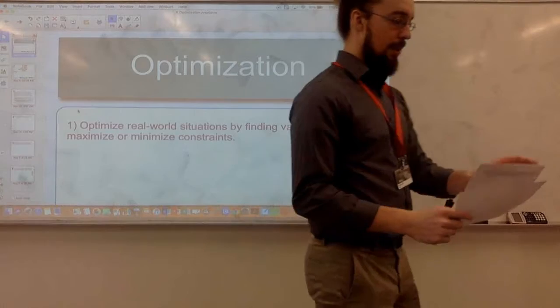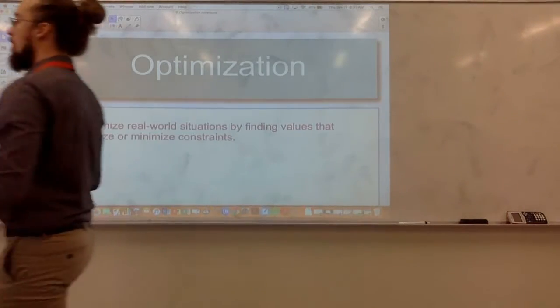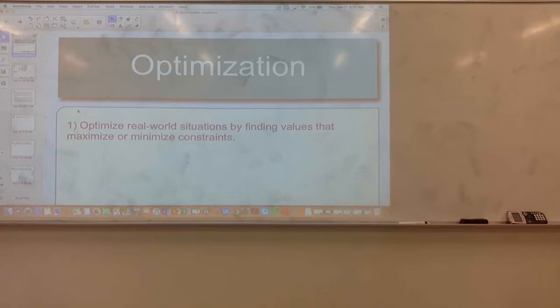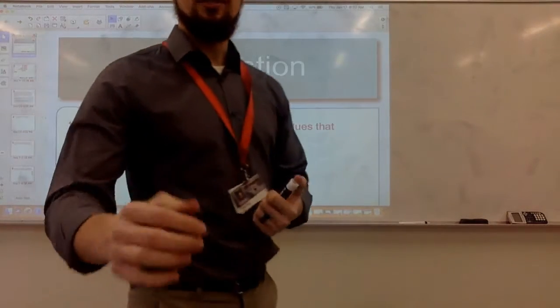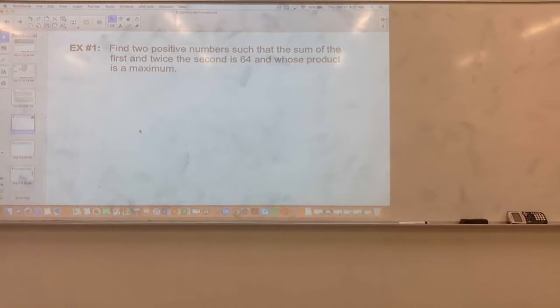One of them is a list of steps for optimization problems. The other is some practice problems that we're going to do together here. So we're just going to jump into the first example, and we'll go through the steps together for this first example. The first example is pretty straightforward. It's not like a true word problem.